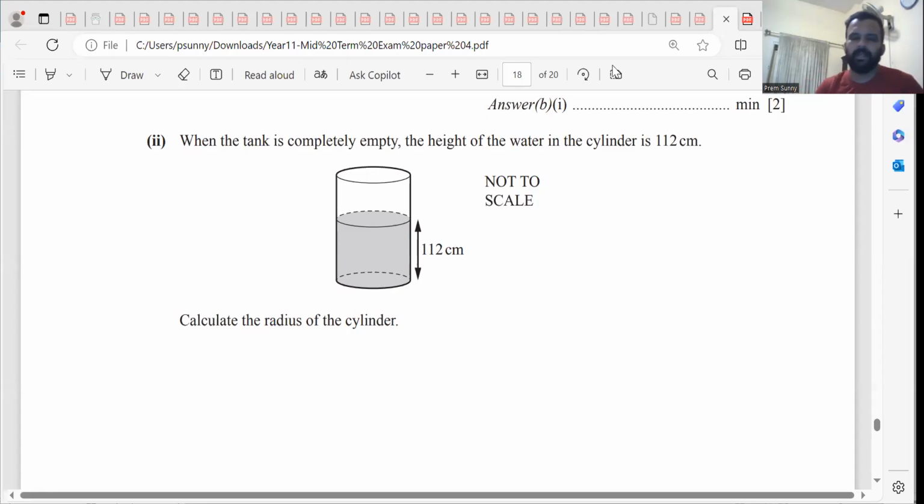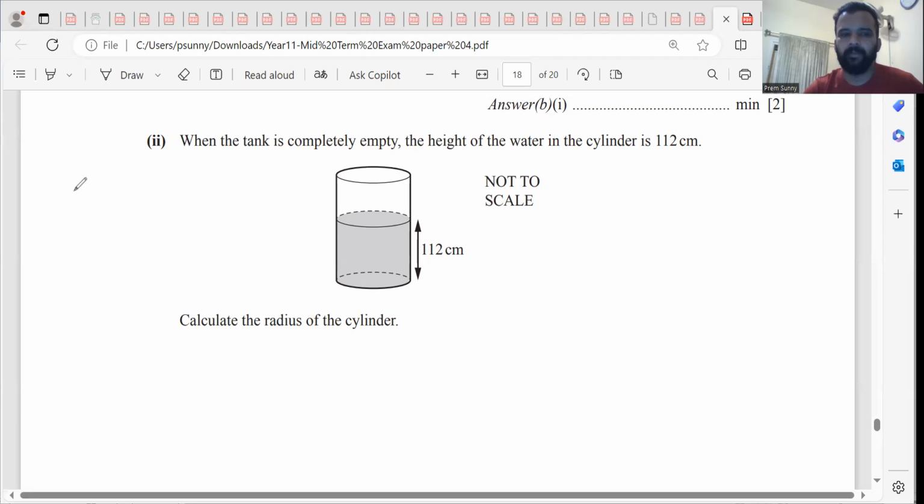So here, this is the continuation from the previous video, mensuration question part 2. When the water tank is completely empty, the height of the water in the cylinder is 112 centimeter. Calculate the radius of the cylinder. In this case, both the volumes are going to be same. Volume of the water tank will be equal to the volume of this particular cylinder.